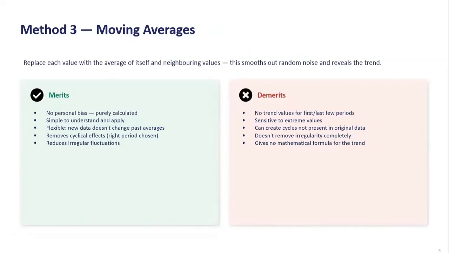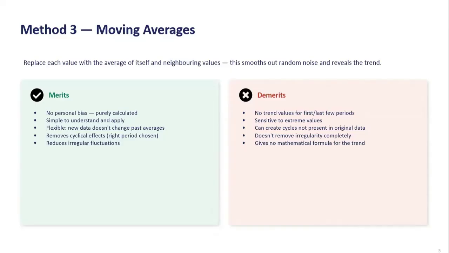Next method is the moving average method. In this method, we replace each value with the average of itself and a few neighboring values. This is the moving average of a chosen period M. Averaging smooths out the random noise and reveals the underlying trend.